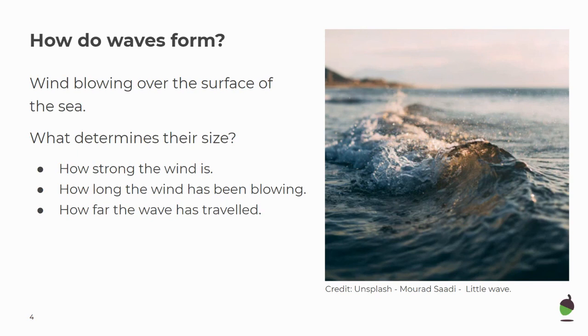So waves form by wind blowing over the surface of the sea. Their size and energy can be determined by how strong the wind is, how far the wind has travelled, and how long the wind has been blowing.